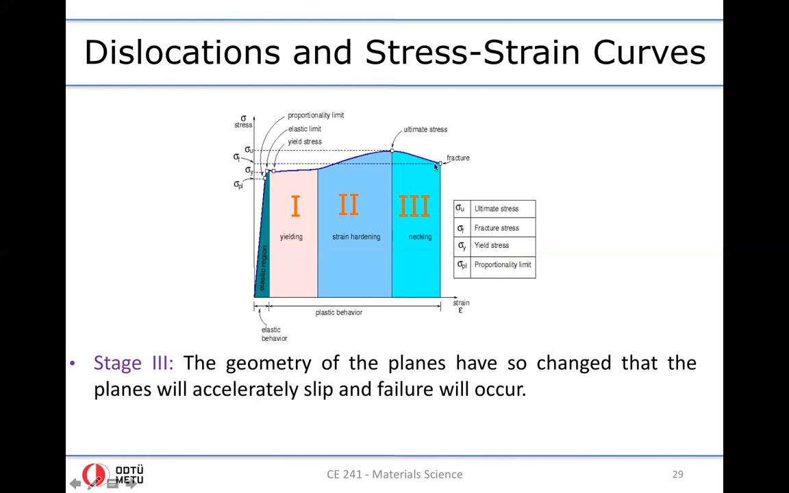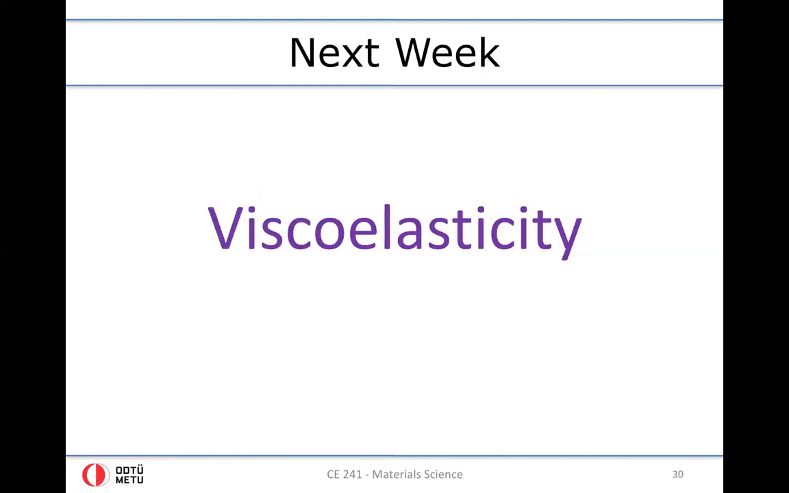So this process is extremely fast, and you will observe all these stages of deformation of a ductile metal in lab number 4. Okay, that's pretty much all I'd like to say about the plasticity of metallic materials.